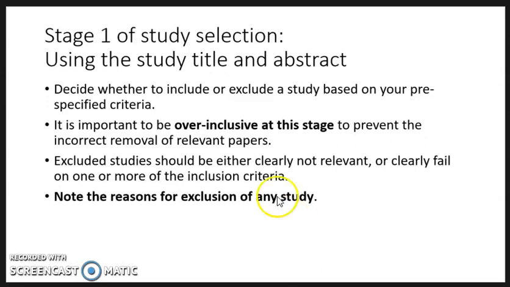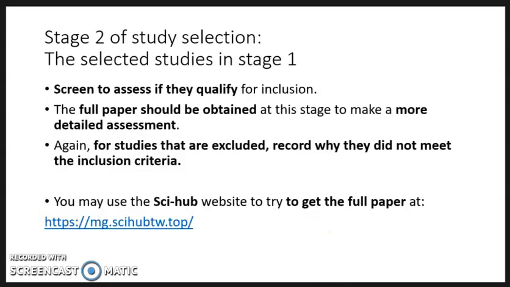So first you look at the study title and abstract, after you exclude the non-relevant studies. The selected ones are brought to stage 2. This is when you need to get the full paper. You can try to look for your full paper from the SkyHub website here. Inshallah, many of the articles you can get from this website.